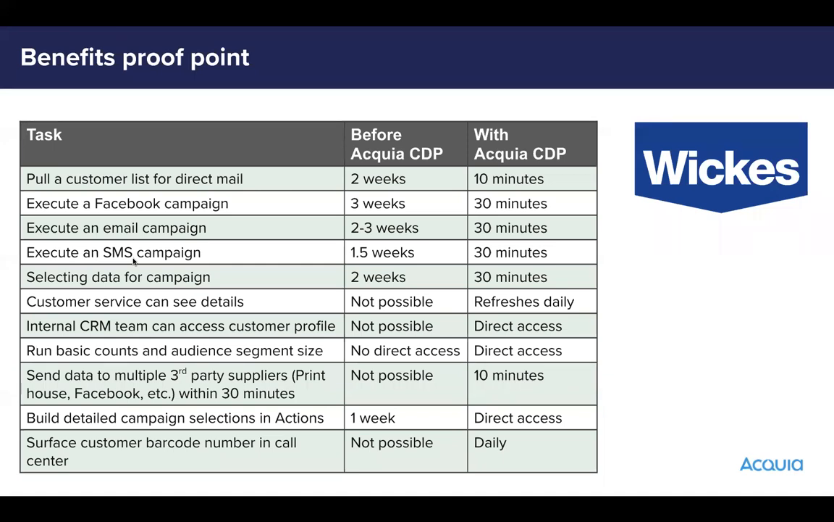So looking at things like pulling a customer list for direct mail, that was taking 2 weeks before they employed the Acquia CDP to bring their data together. And then with that, it was taking just 10 minutes, as it should. If you want to be able to identify, I want to speak to this particular type of customer, it should not take 2 weeks to get that data. It should be a very quick thing that the marketing teams should be able to do themselves.